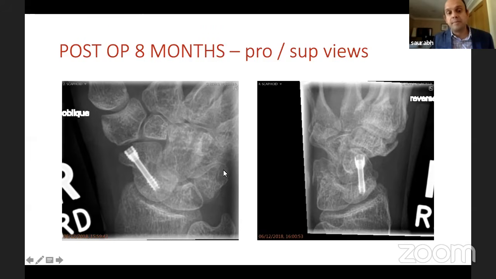And is it centered? Then this is a pronation view. All I'm looking at is my distal pole. Is the screw penetrating and where is it? Normally you can't center it in a pronation view because the entry point is very radial.